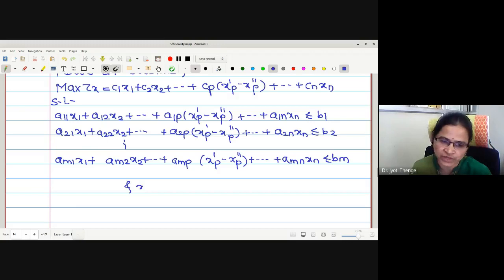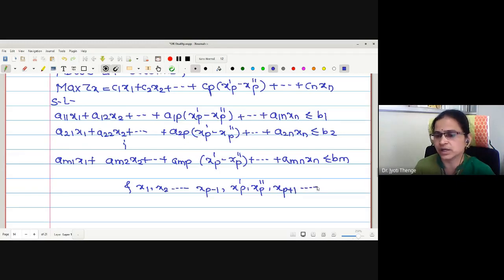And now what about the variables x1, x2 to x_{p-1}, x_p dash, x_p double dash, x_{p+1} till x_n? All are non-negative. So while converting this to a standard primal form, we have increased the number of variables by 1. Right? Initially the number of variables was n. Now we have made it n plus 1.